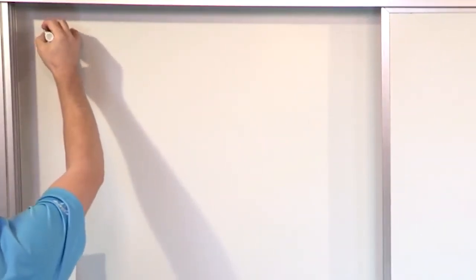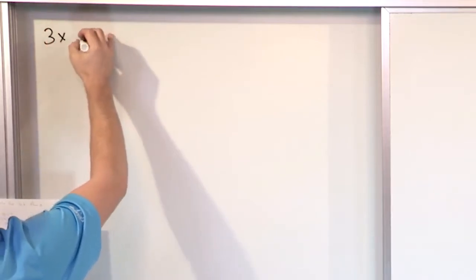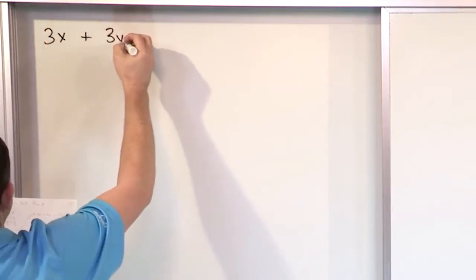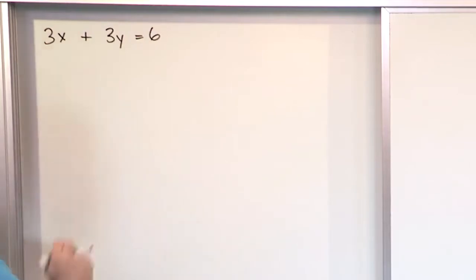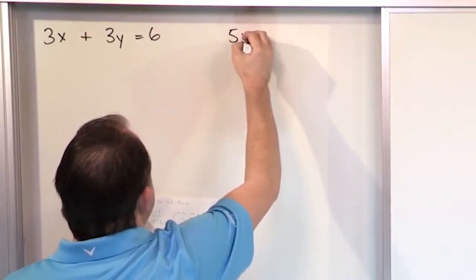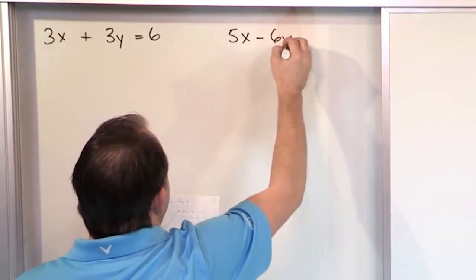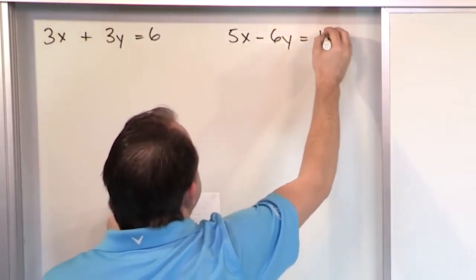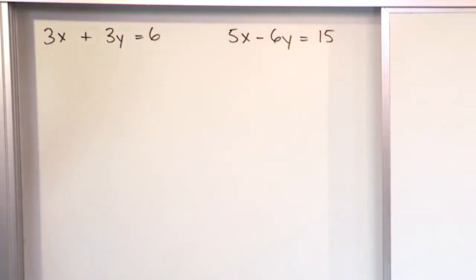Our very first set of equations looks like this. Let's say we have 3x plus 3y equals 6. That's equation number 1. And our second equation as part of our system is 5x minus 6y is equal to 15. 5x minus 6y is 15. So we have two equations.